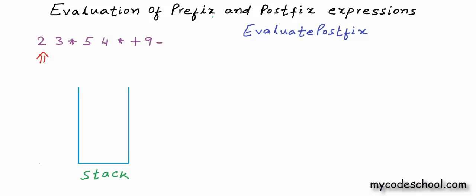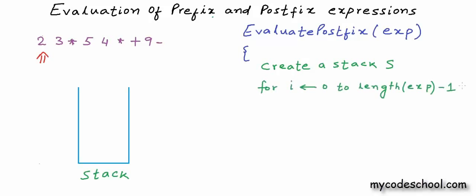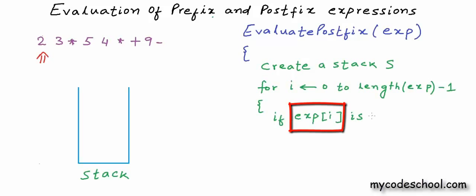I'll also write pseudocode for this algorithm. I'm going to write a function named evaluate postfix that will take a string as argument. Let's name this string expression, exp for expression. In my function here, I'll first create a stack. Now for the sake of simplicity, let's assume that each operand or operator in the expression will be of only one character. So to get a token, we can simply run a loop from 0 till length of expression minus 1. So expression[i] will be my operand or operator.